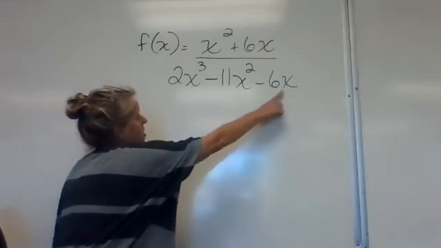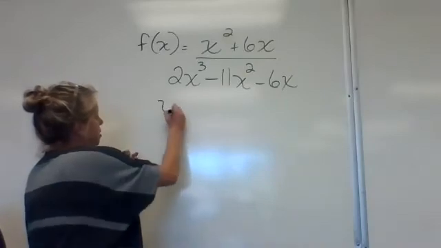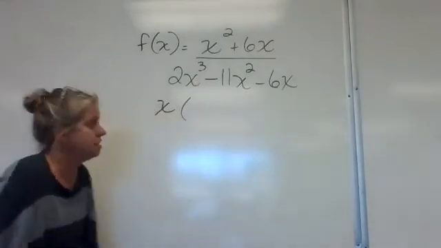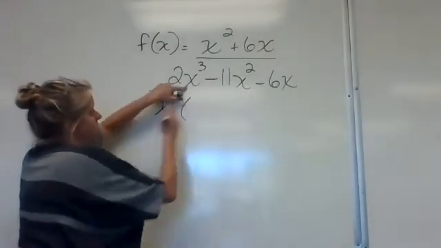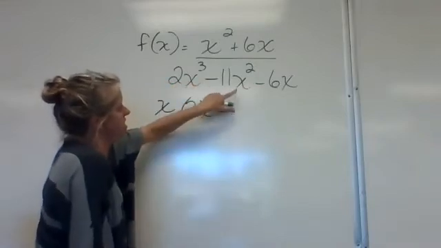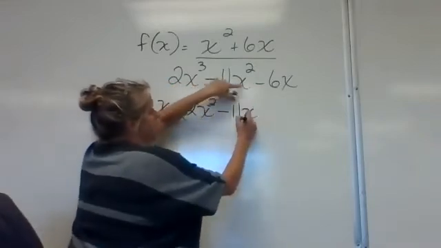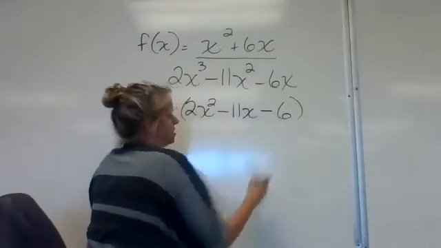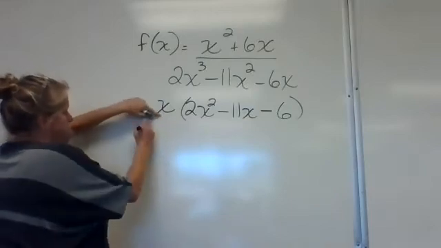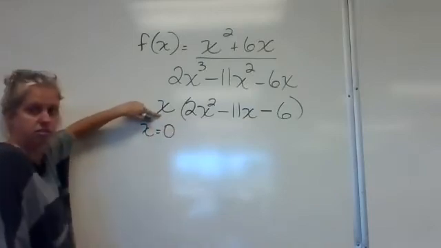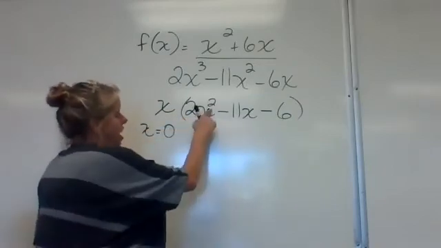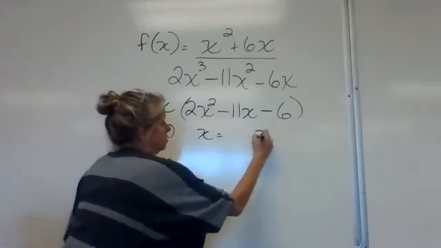To find the first one, I noticed that they all have an X. So I'm going to pull that X out, put in parentheses what is left. If I took an X out here, I still have 2X squared minus, if I took one of these X's out, I still have 11X minus, if I took that X out, I still have 6. So this right here is going to make one of my zeros. This is going to make the other 2 zeros, right? Because it's quadratic now.